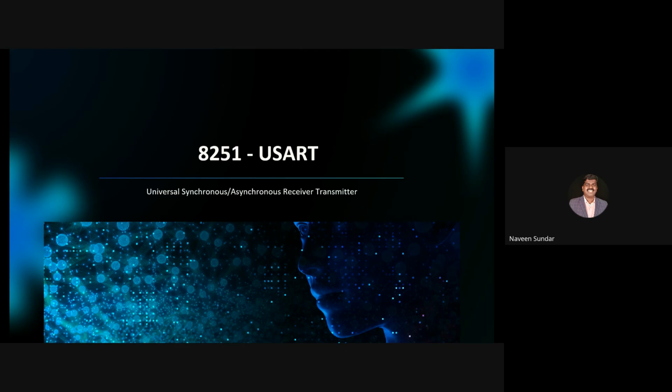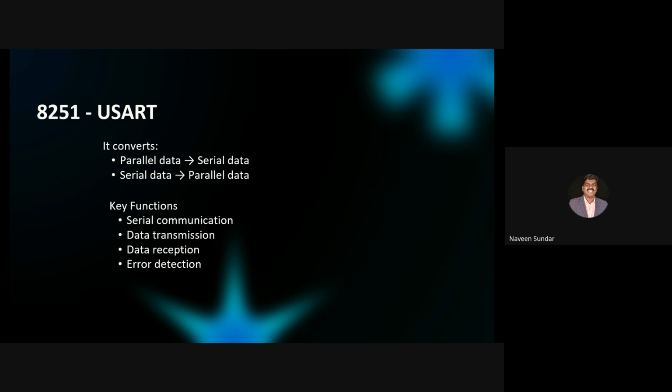Okay, so let us see about this USART. As I told you, the 8255 and 8251 chips mainly help us for communicating between the microprocessor and the input output devices. So now we are going to see about this USART in detail.